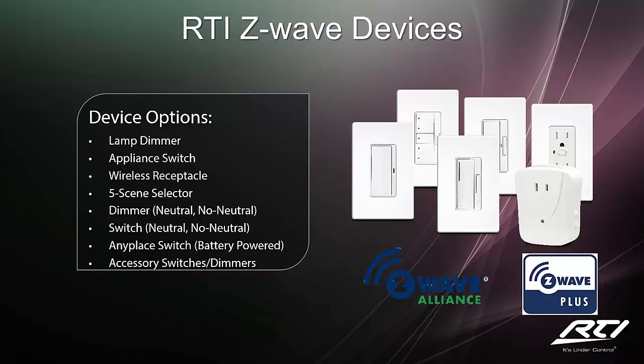Most switches, dimmers, and any-place switches are available in white, light almond, and black, and are compatible with standard Decora style face wall plates. Wall plates are not included except with the any-place switch.